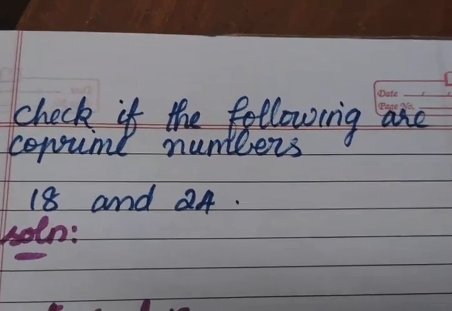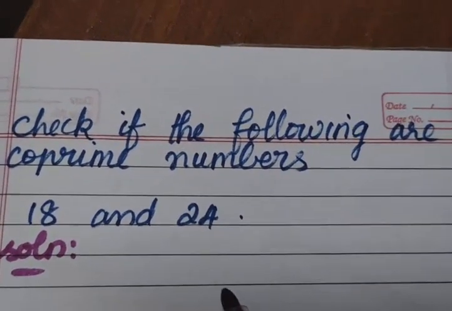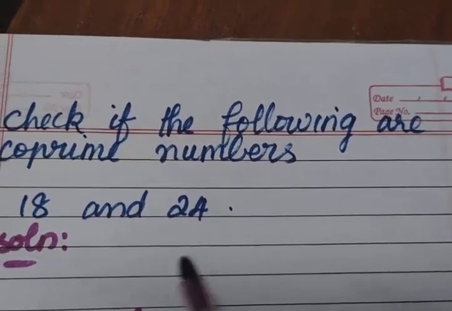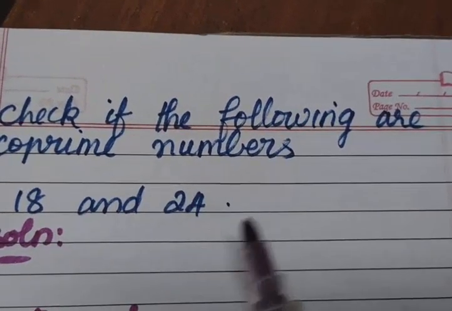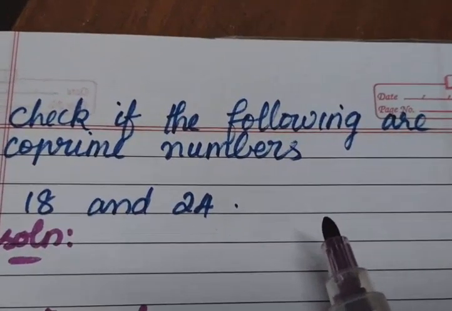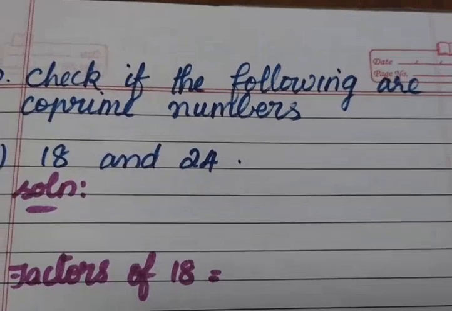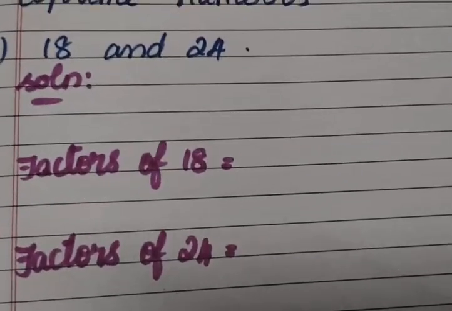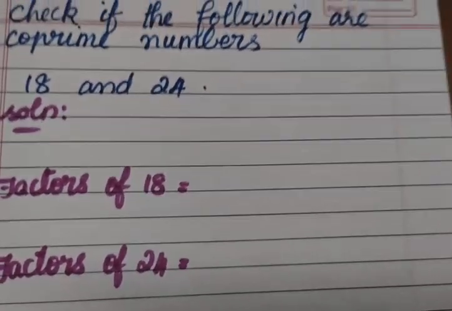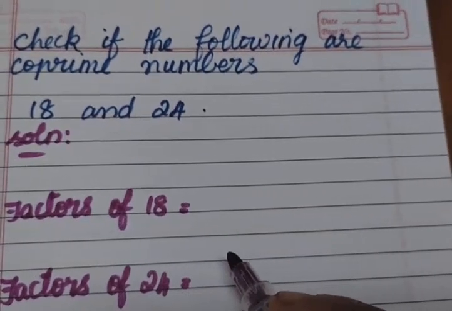Children, next question: 18 and 24. We can check whether these numbers are co-prime or not. First of all, we have to write the factors of 18 and the factors of 24. So first write the factors of 18.